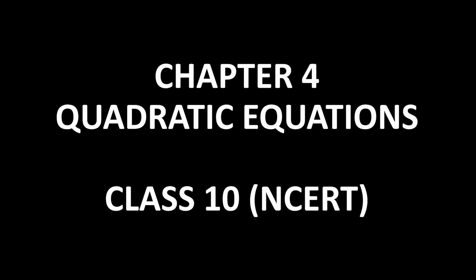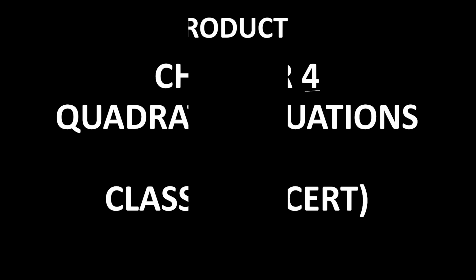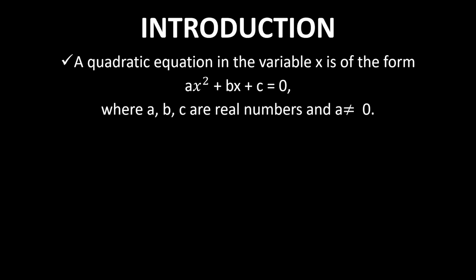Now we are going to start chapter number 4, Quadratic Equations, class 10th from NCERT. Let's start with the introduction first. So, a quadratic equation in the variable x is of the form ax² + bx + c = 0.